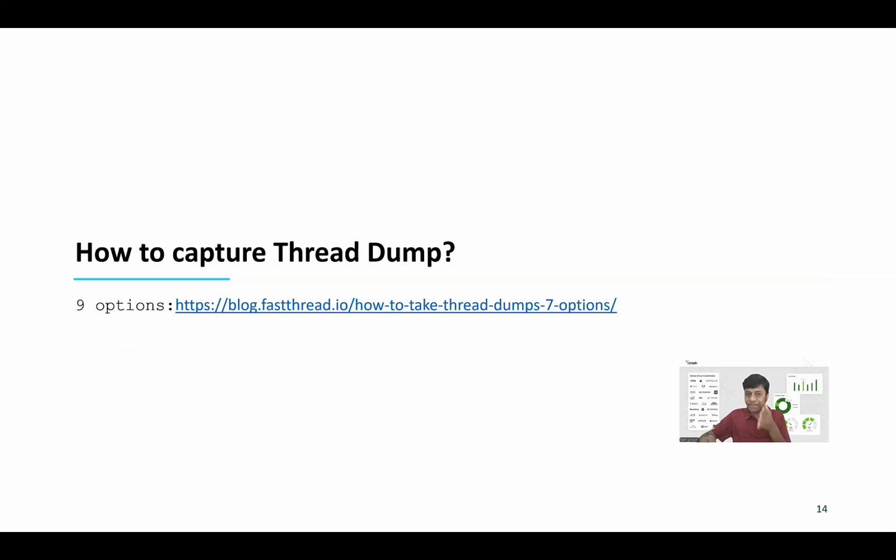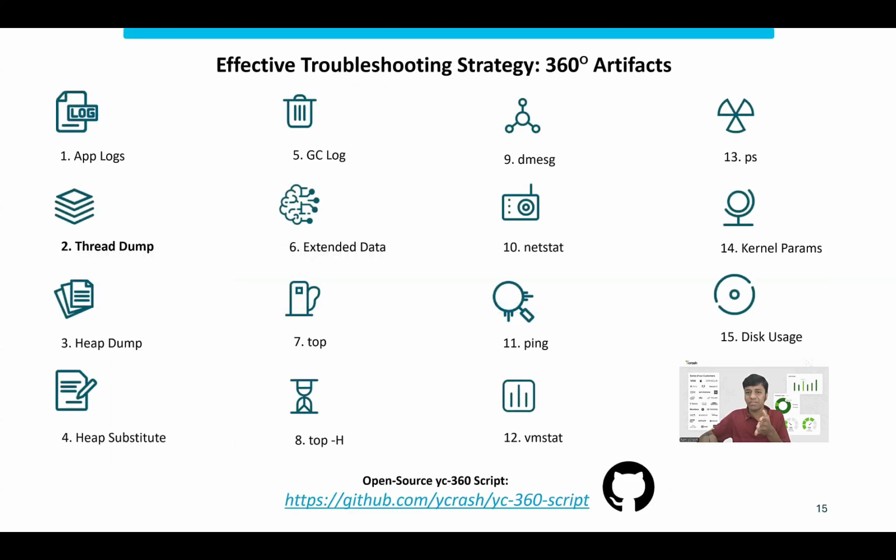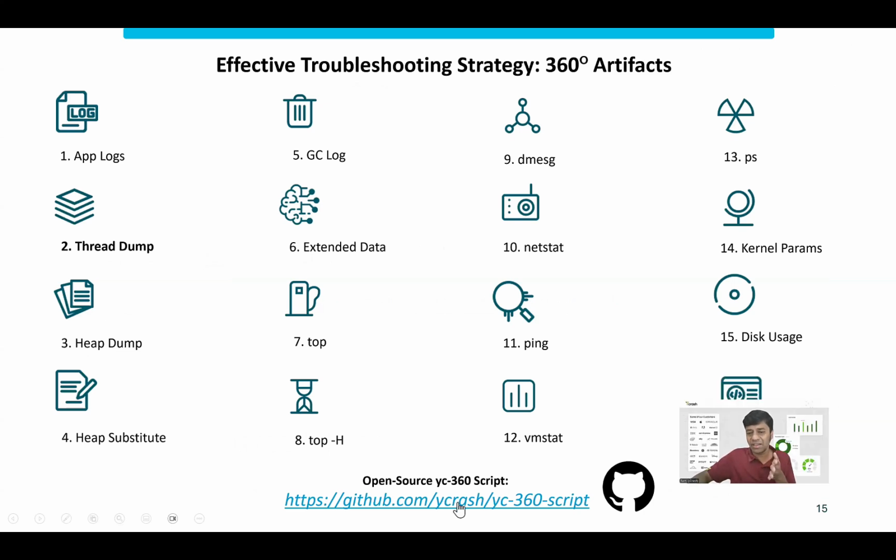But friends, here I want to share with you a very effective technique, an open source script. There is this open source script which we have contributed, called the yCrash 360 script. It's available on GitHub. So friends, when you trigger this script, it captures 360-degree artifacts from your application stack.